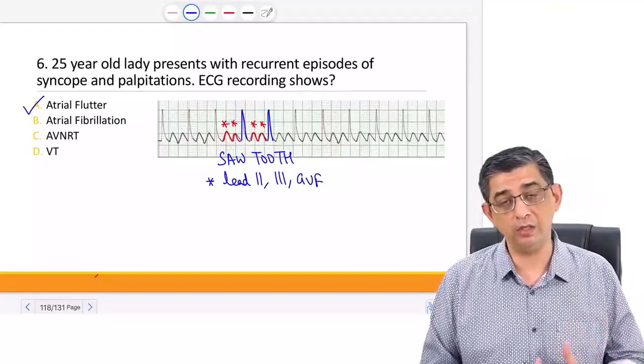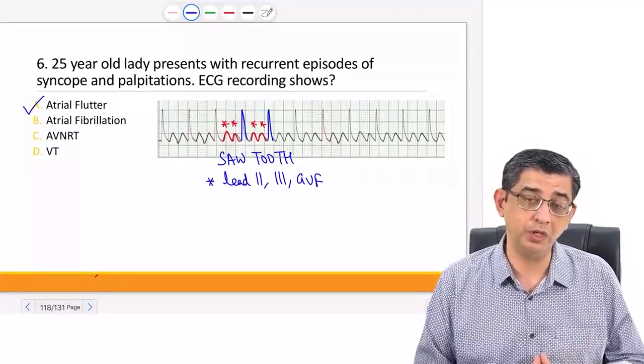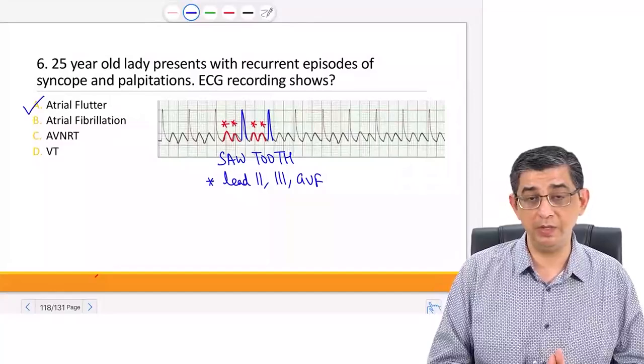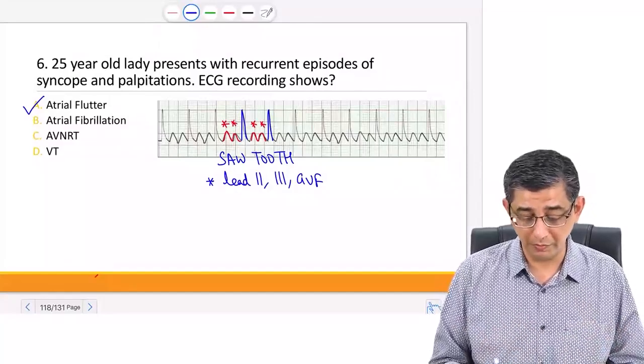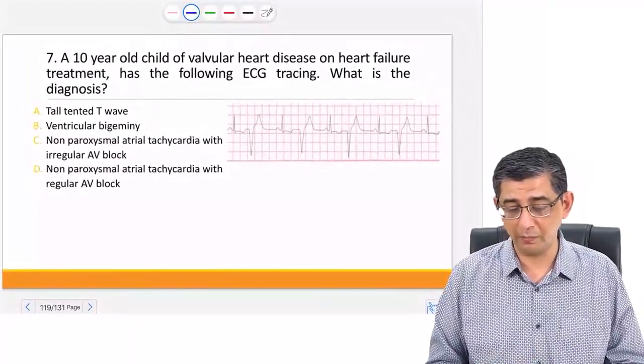And if he says rate control, it would be esmolol or verapamil. If he says rhythm control, we can use ibutilide, and that has been discussed in the main section of the app, where ECG and arrhythmias, as I've highlighted, are always a must know for you. Those two lectures are going to have zero error possibility for you.